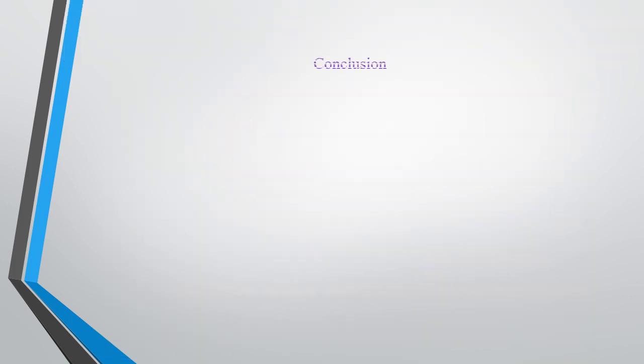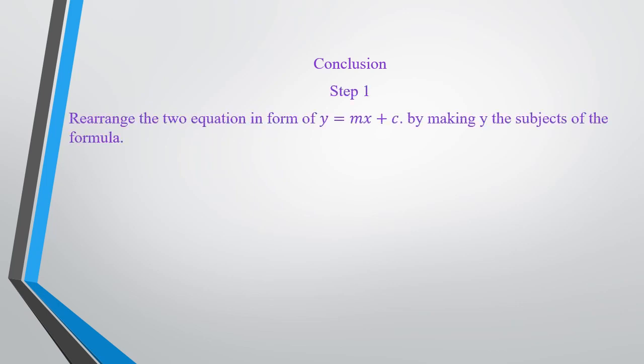So what is it that we actually do? We are going to do the conclusions here. The conclusion is just about telling you the steps. Step number 1 is rearranging the equation in the form y is equal to mx plus c by making y the subject of the formula.